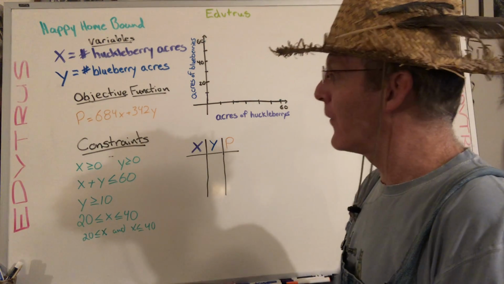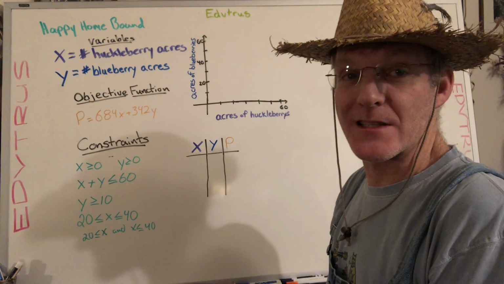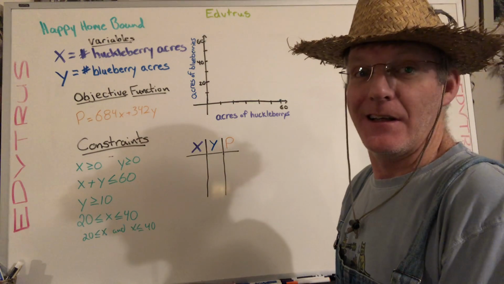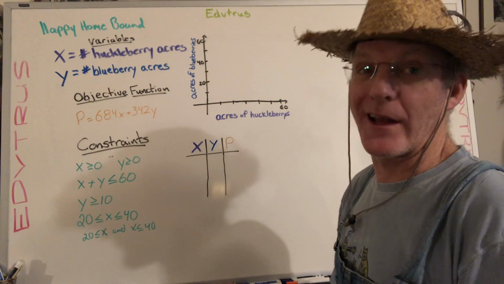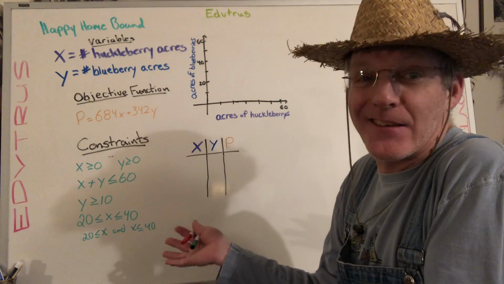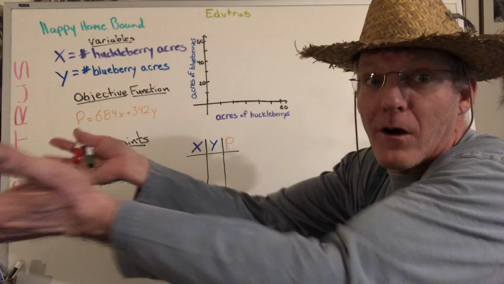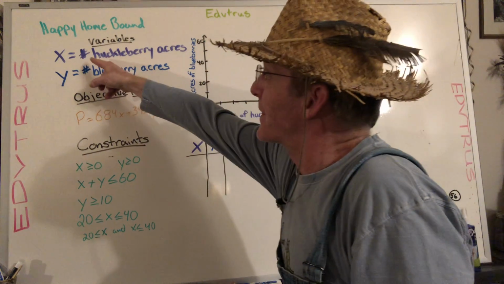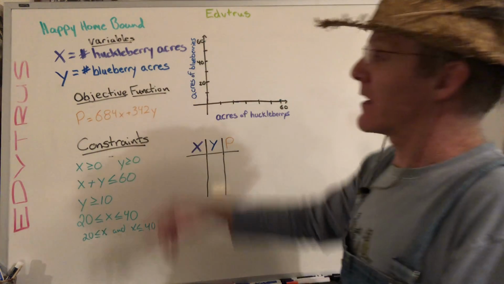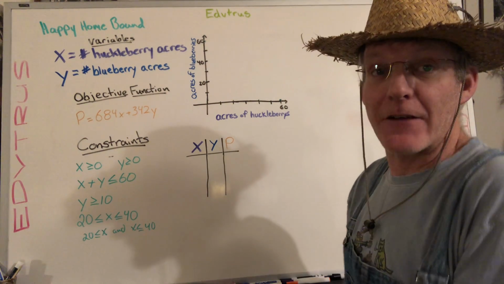Okay, so I've got some constraints I've got to work within. Now, one of the obvious ones is a non-negative limiter. It's impossible for me to grow a negative amount of blueberries or huckleberries. That just doesn't make sense, right? Why would I do that? I've got to grow 0 or more. So X, being the number of huckleberry acres I grow, has to be greater than or equal to 0. That's a constraint I just have to work with.